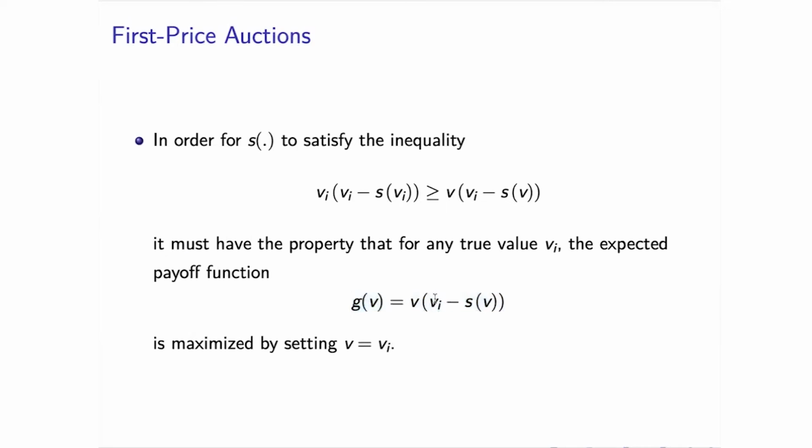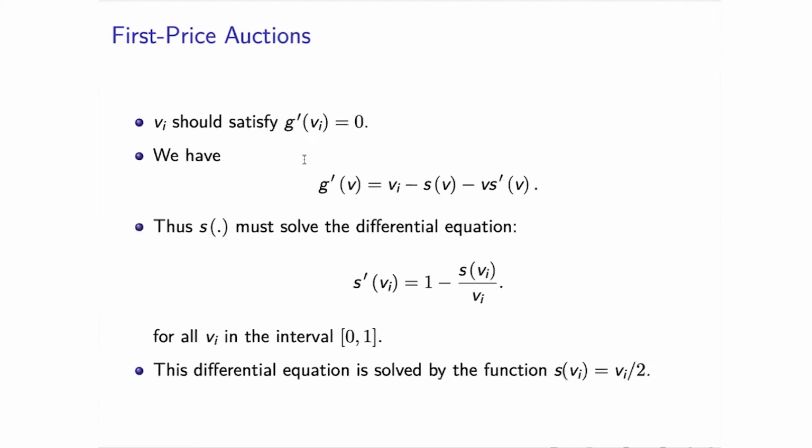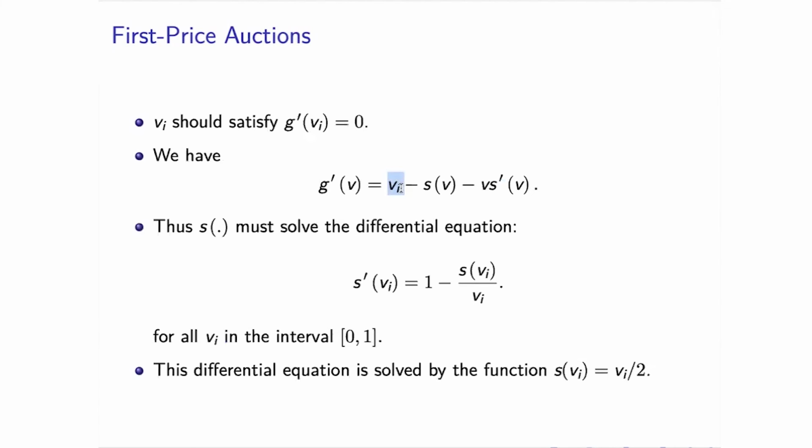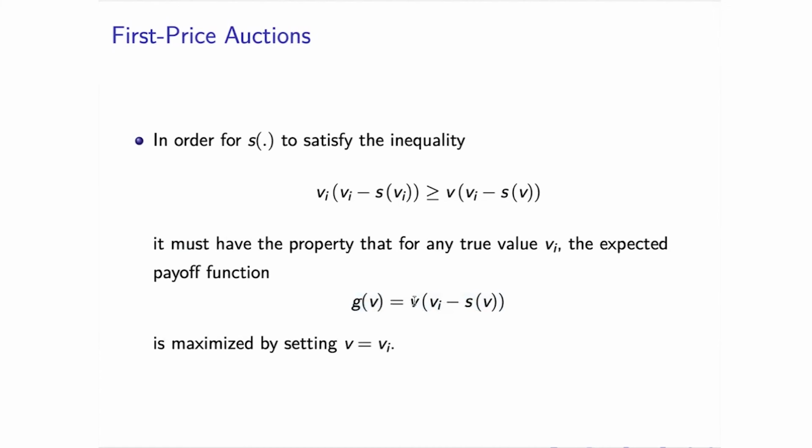If you take the derivative of this expression, and you can use the product rule, you end up getting g prime of v equal to vi minus S(v) minus v S prime(v), right? How do you see this? Your first term is v times vi. So if you take the derivative, you end up getting only the vi. So that's the vi here. The second term is minus v S(v). So you use the product rule.